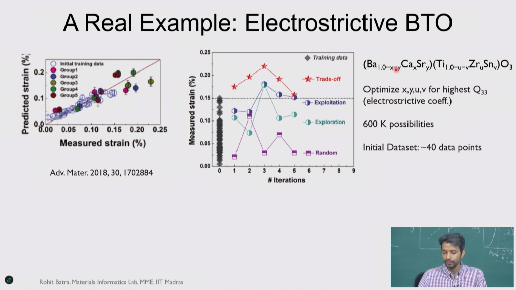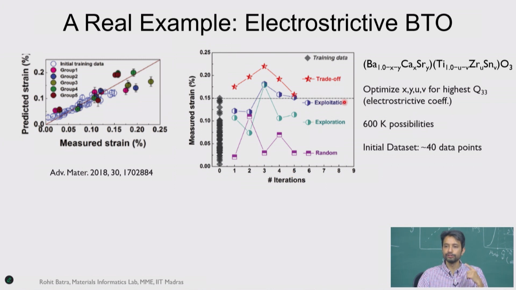So they can change the barium concentration, calcium, strontium, titanium, zirconium. These are concentrations they will change, and they will find the composition which results in the highest Q33 coefficient. What they did was this active learning loop, with different acquisition functions. This is their iteration 1; iteration 0 basically is training data, then iteration 1, 2, 3 and so on.